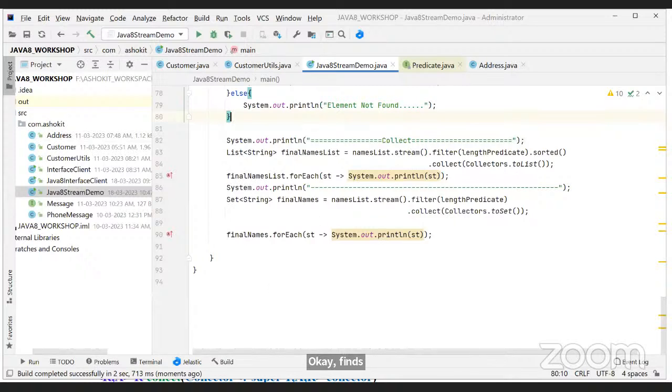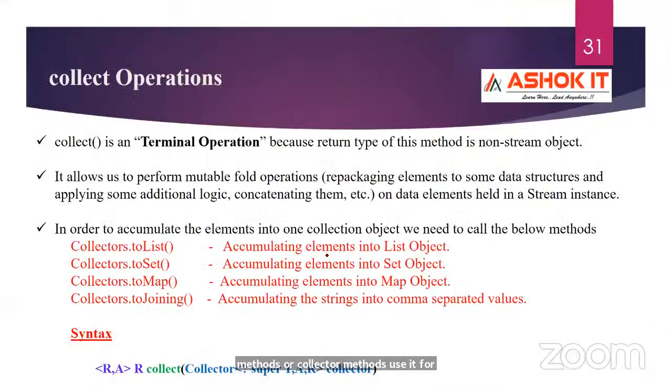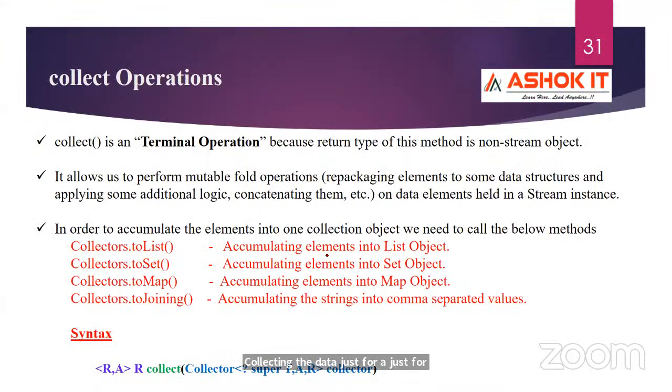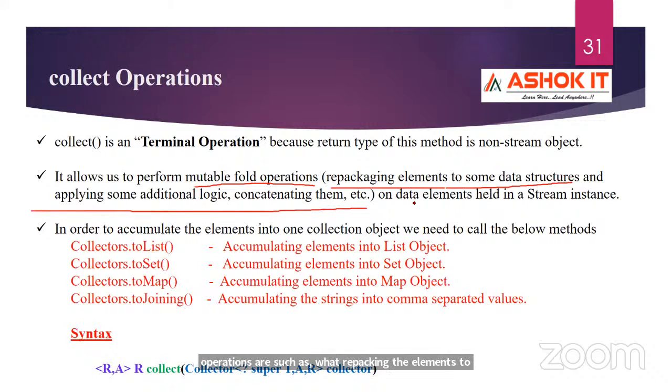Clear? Any doubts about the collect method, sir? Collect method is used for what? Collecting the data, sir. Just for collecting the data or repacking the elements into some data structures. Basically, collect is a terminal operation. The return type of this method is a non-stream object. It allows us to perform mutable fold operations, such as repacking the elements into some data structures and applying some additional logic to concatenate them, on the data elements held in the stream instances, sir.